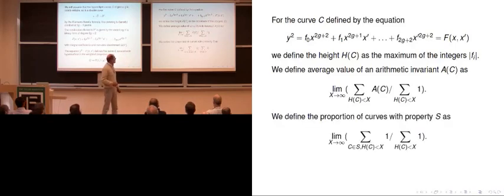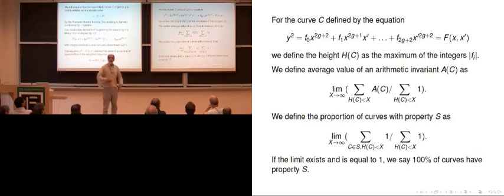And here's another thing you can do. You can define the proportion of curves that have some property S as the number of curves with property S of height less than x divided by the total number of curves of height less than x. A pretty naive notion. You take the limit as x goes to infinity. That proportion, if that limit exists, is some number between 0 and 1. And if the limit exists and is equal to 1, then we'll say 100% of curves have property S. Okay, so what properties would we want to study?